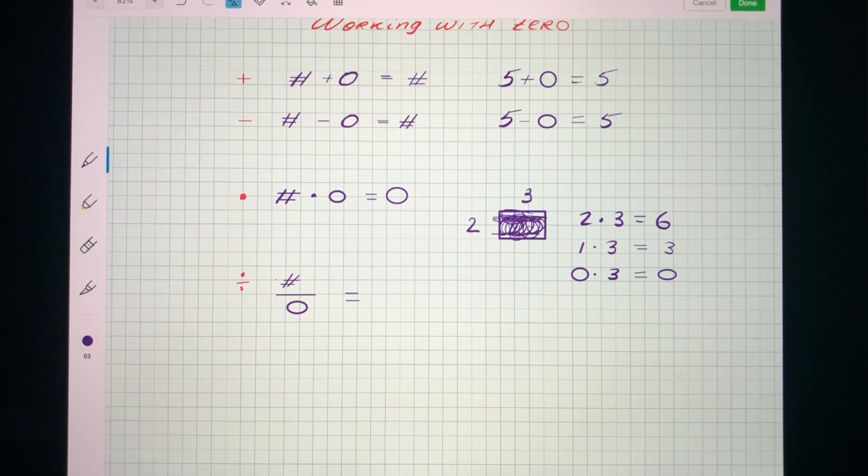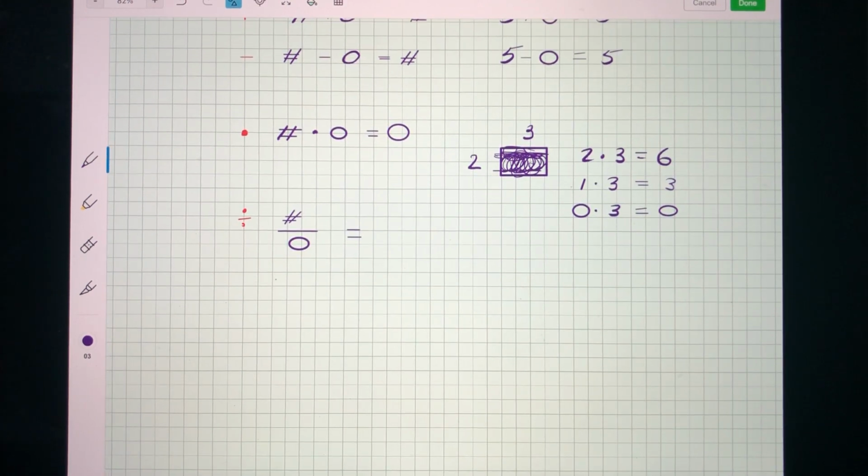Now let's look at division. If we divide any number by 0, that answer is undefined. 0 with a line through it means undefined. It also means impossible. Now why is it impossible? Let's see if we can convince ourselves why that is the case.